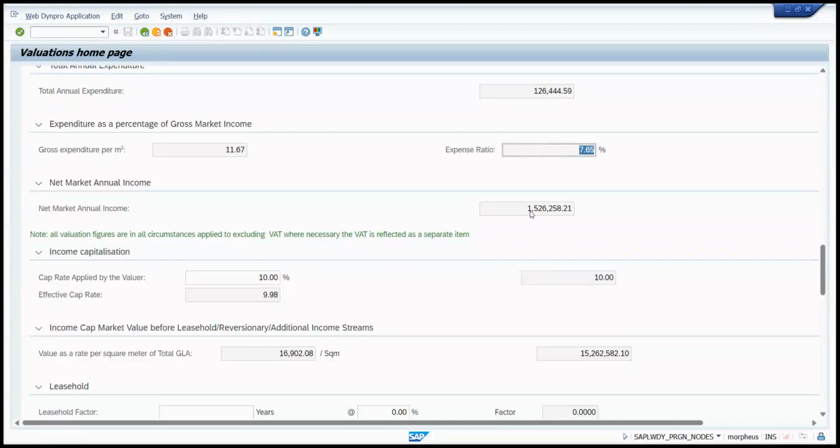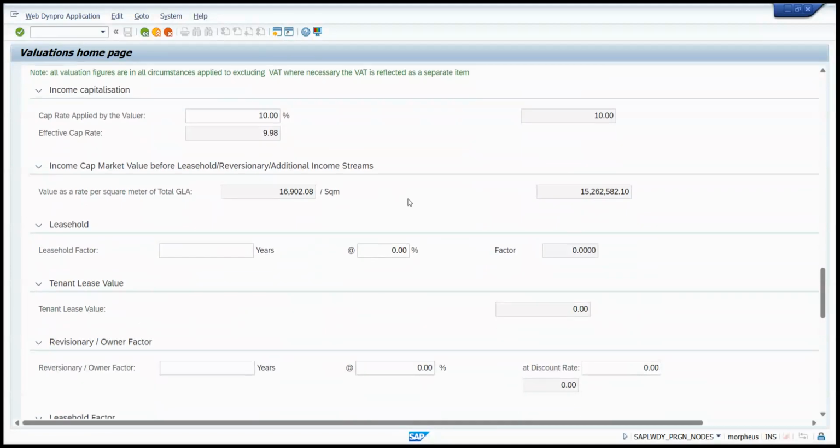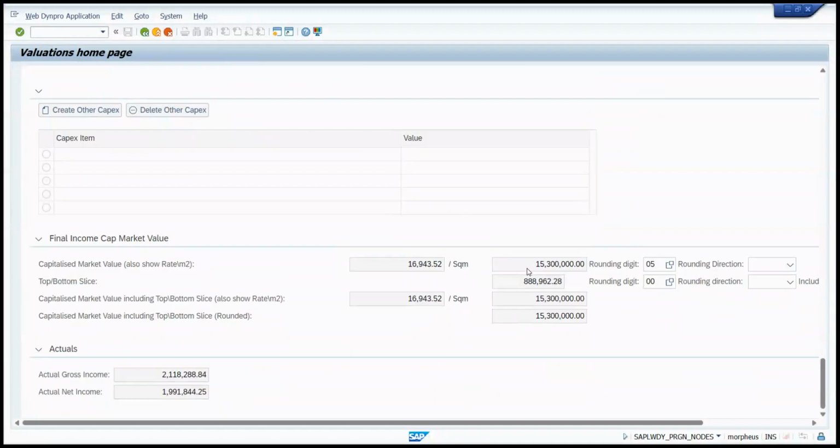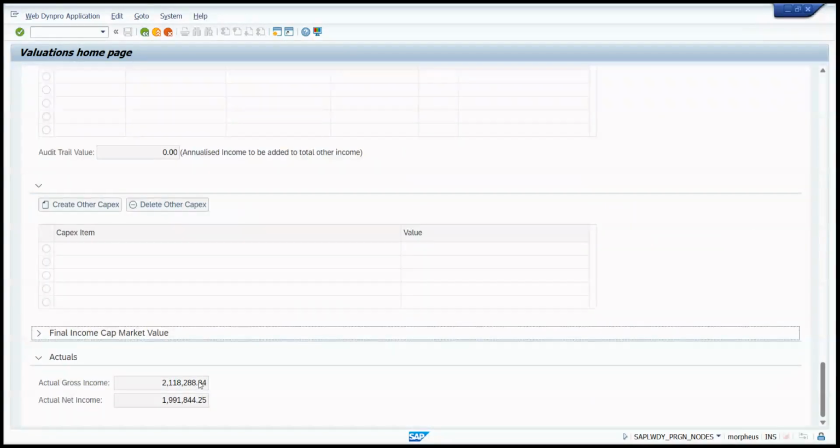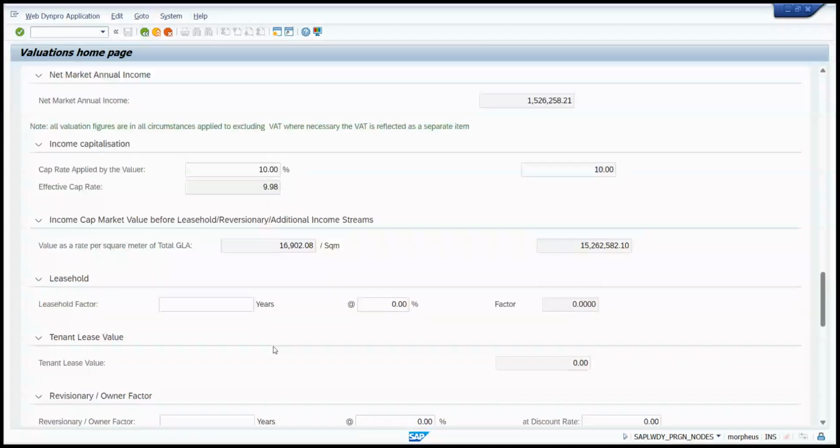That gives us a net market income of 1.526 million, and we've applied a cap rate of 10%, giving us a value of 15.3 million. Just again, you can see the actual incomes here at the bottom for reference purposes.